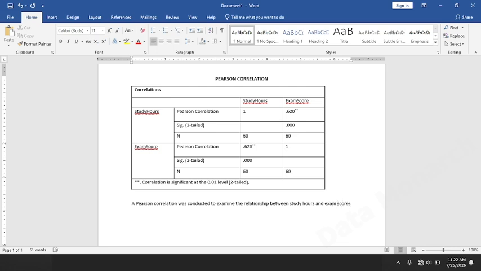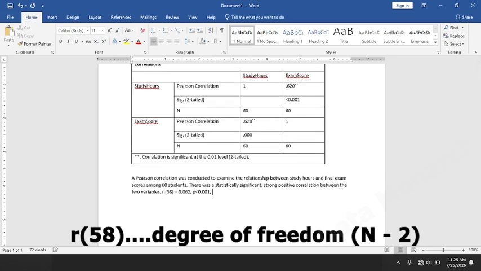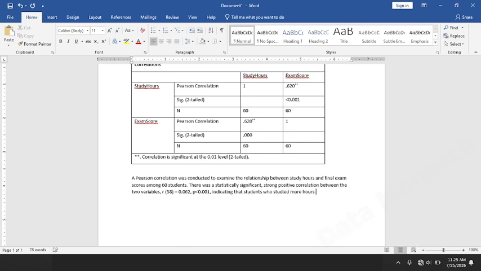There was a statistically significant, strong positive correlation between the two variables. You can see I repeat it. First of all, it is statistically significant. Then it is strong and positive. Then you write out the value here. As you can see, this is the accepted value for APA style, indicating that students who studied more hours per week tend to achieve higher exam scores.